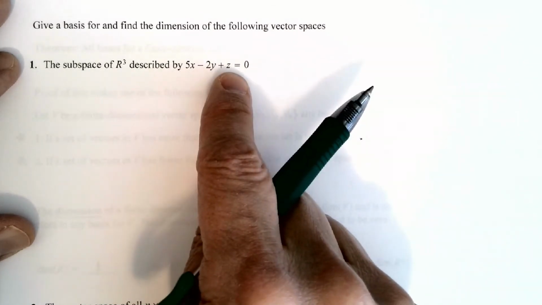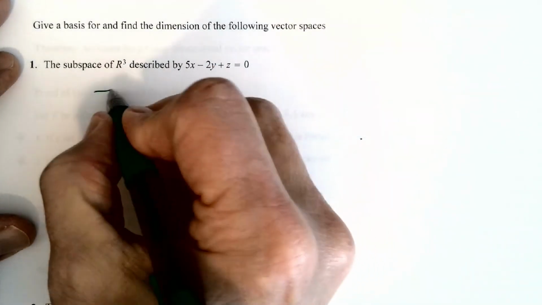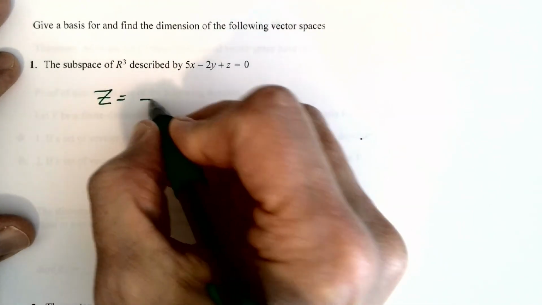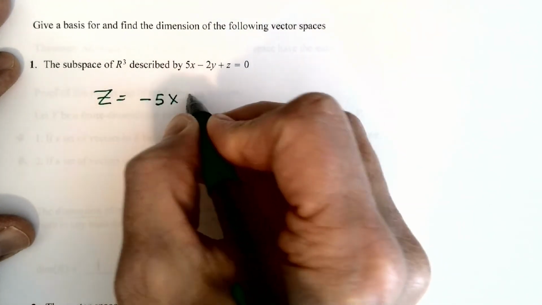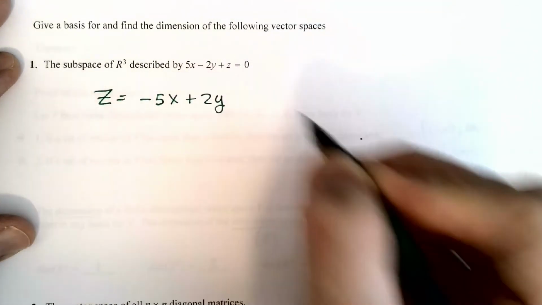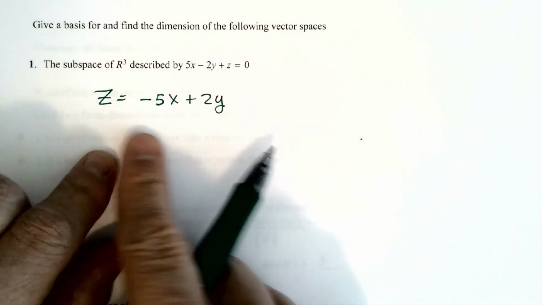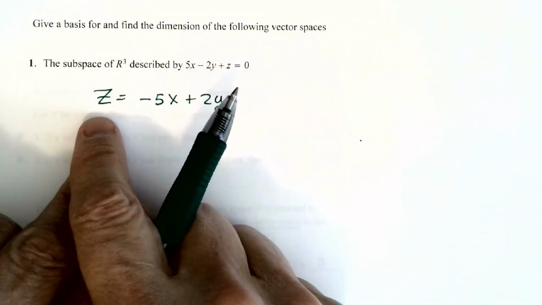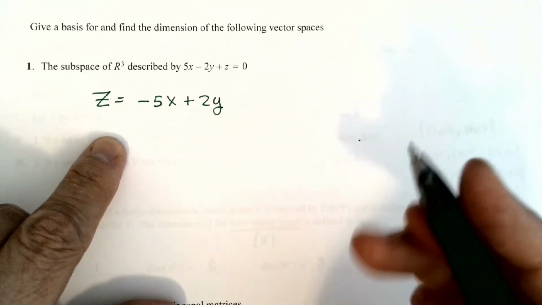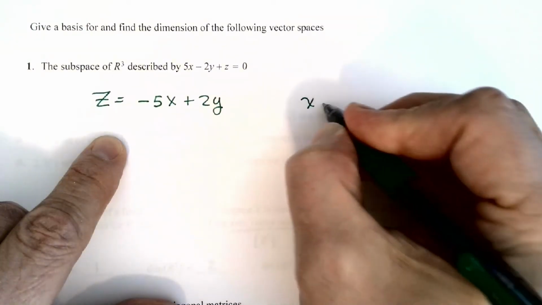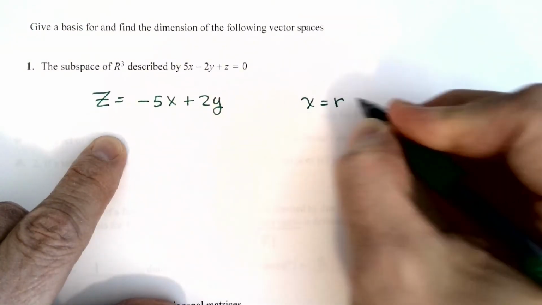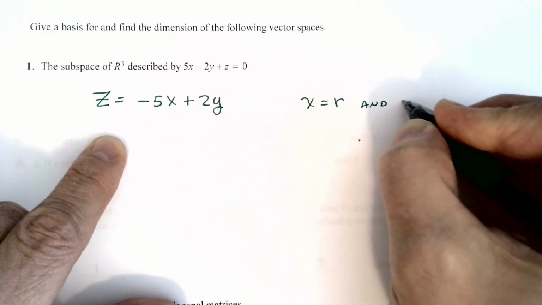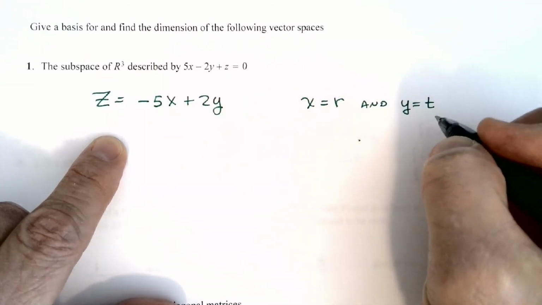I'm going to solve for z, right? Z is equal to negative 5x plus 2y. And so in a sense, z is the fixed variable. X and y are my free variables. So I'm going to let x equal a parameter r, and I'm going to let y equal the parameter t.